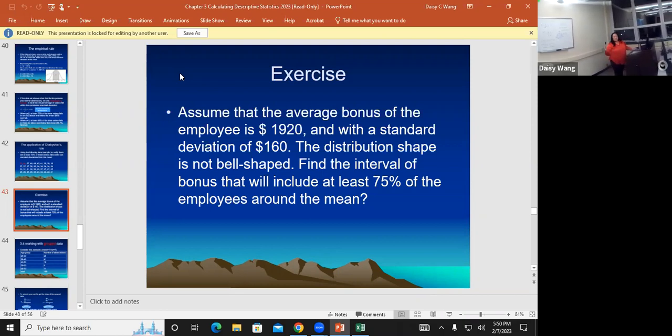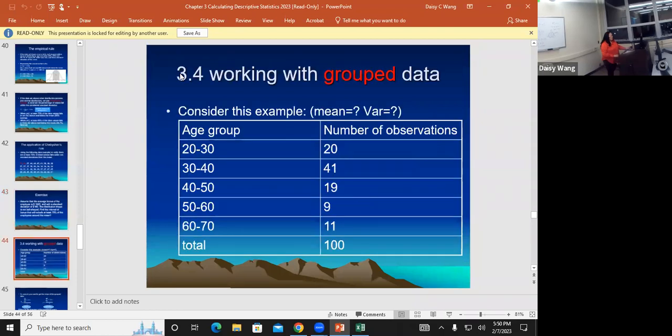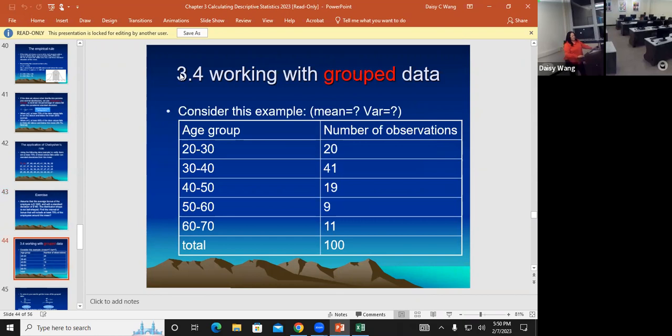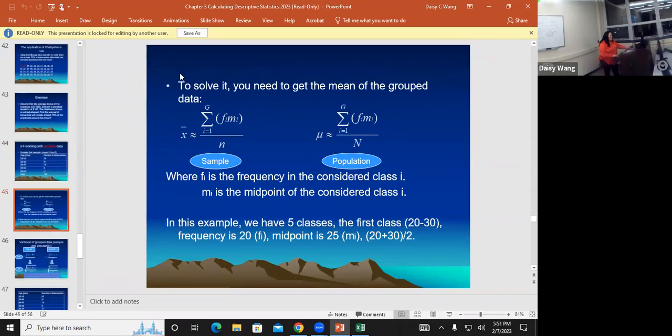Do you want to continue or let's take a break? Break? Yeah, let's go after the break. When I say break, like we go home. So we have the group data, we can talk about next time. I think we only have group data.